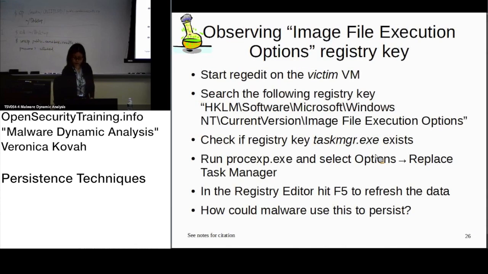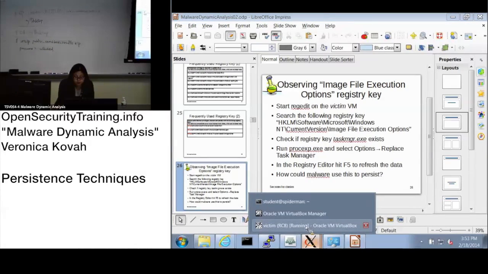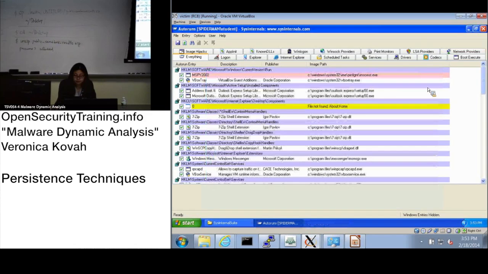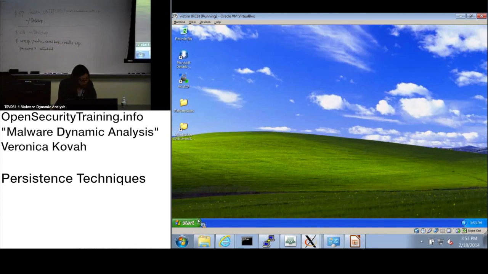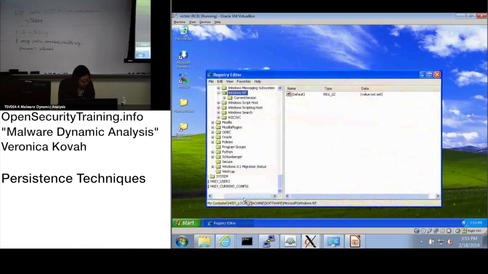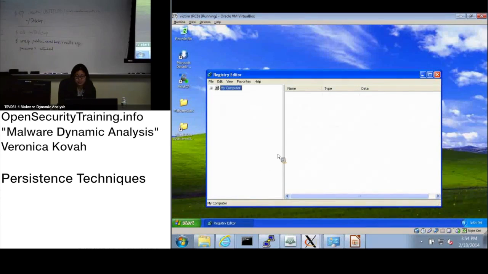All right, so let's go to slide 26. Let's go to the victim VM. I just close every window and run regedit. Then let's search for the Image File Execution Options. So go to the registry key path, which is in slide 26.